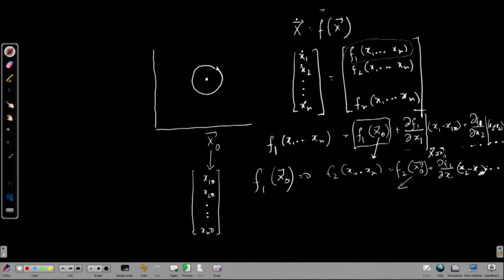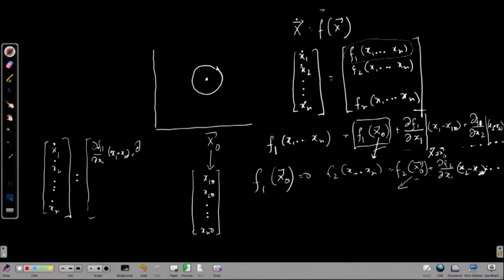So, with this we can extend the idea and see that x1 dot, x2 dot, up to xn dot is, by setting these terms to 0, we will have del f1 del x1 multiplied by x1 minus x1 naught, plus del f2 del x2 times x2 minus x2 naught, and so on. I will not extend these terms.